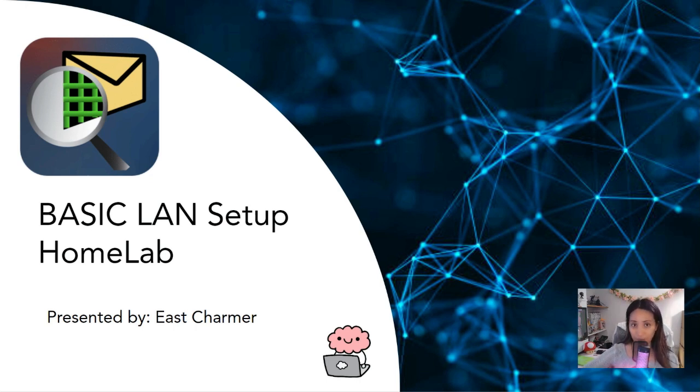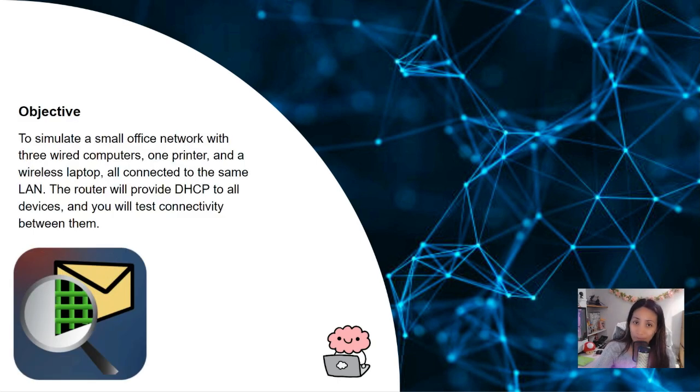So for the first project in this Homelab series, we are going to do a basic LAN setup using Packet Tracer. For today's Homelab video, the objective is to simulate a small office network with 3 computers, 1 printer, and a wireless laptop all connected to a LAN. We are going to be configuring it and testing it after.